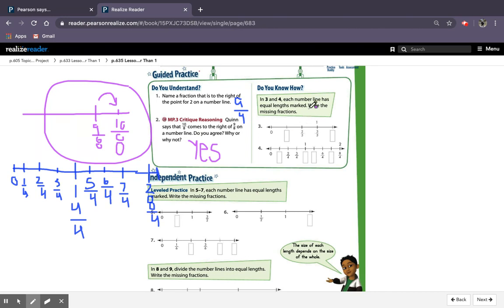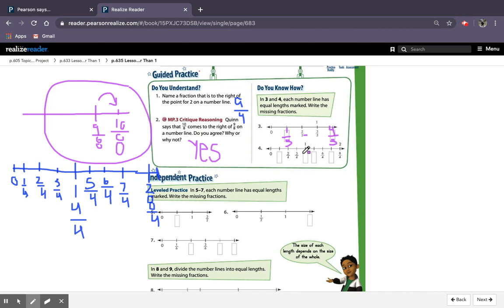In 3 and 4, each number line has equal lengths marked. Write the missing fractions. So again, we are just looking at the bottom number for the rest of our bottom numbers. So I can go in and fill in my 3's as my denominators. What comes before 2? 1. What comes after 3? 4. Just basic counting for this.